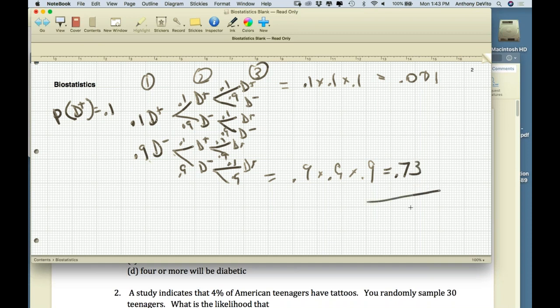Well, if I add them up, I've only accounted for 0.731 of all the possible outcomes. Where are all the other possible outcomes? Well, they're buried in here, aren't they? The probability that we would have two people with diabetes is 0.1 times 0.1 times 0.9.